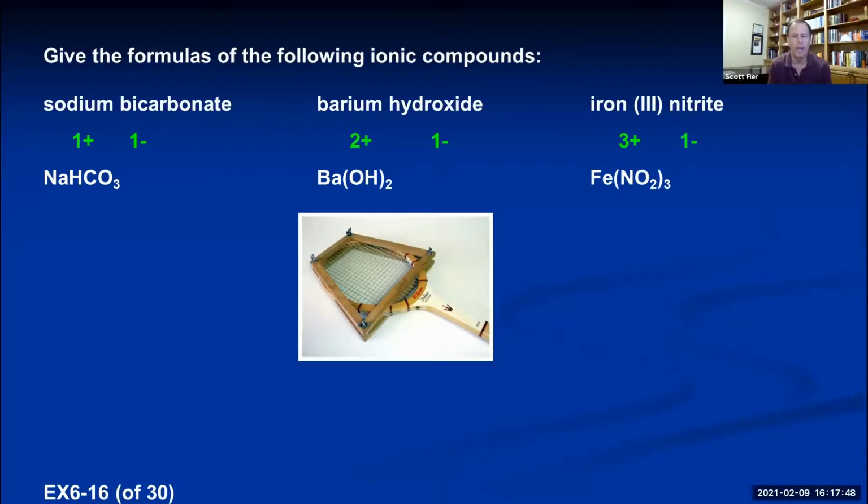So the formula will be Fe, and then you write NO2 in parentheses with a 3 on the outside. If I ask you what's the name of the compound, its name is iron 3 nitrite. If I ask you what the formula is, you would read it this way. Fe, NO2 taken 3 times. All right, hear the pause there. Fe, NO2 taken 3 times.